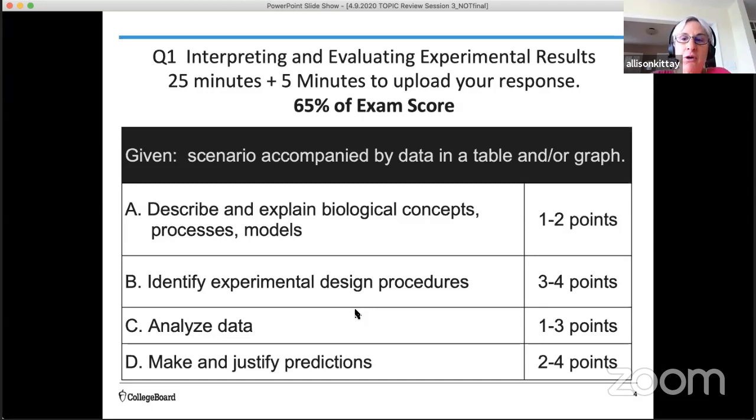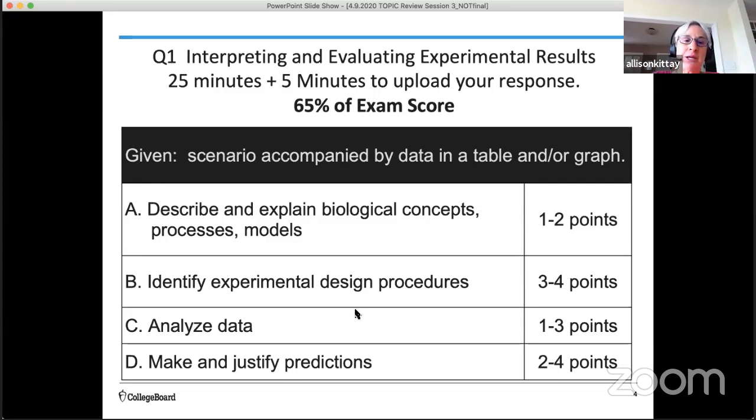The first question is a long free response question, and it will have you interpret and evaluate experimental results. You'll be given a 25-minute time limit with an additional 5 minutes to upload your response. This will compose 65% of your exam score. And just a word about the timing. If I were preparing my students for the traditional exams that we've had in the past, I would tell them to plan to spend about 20 to 22 minutes reading the question and preparing a response for a long free response question. So you can see you have a little bit more time than I would normally recommend.